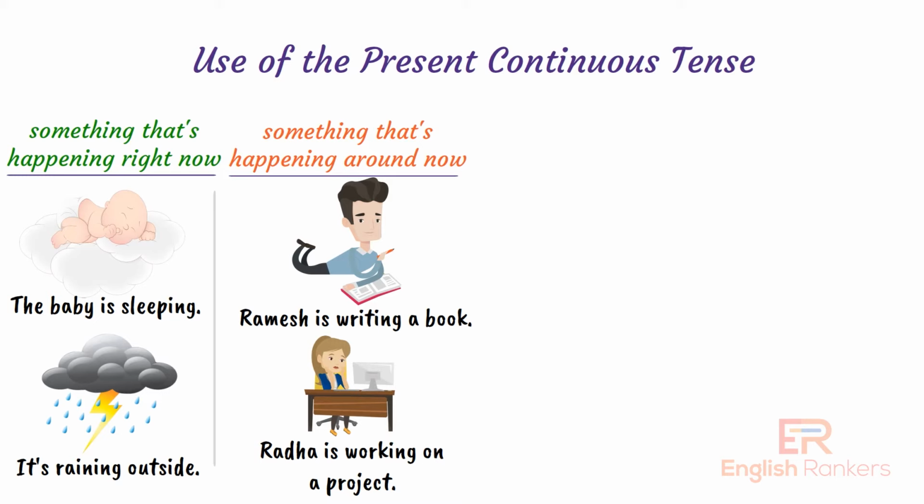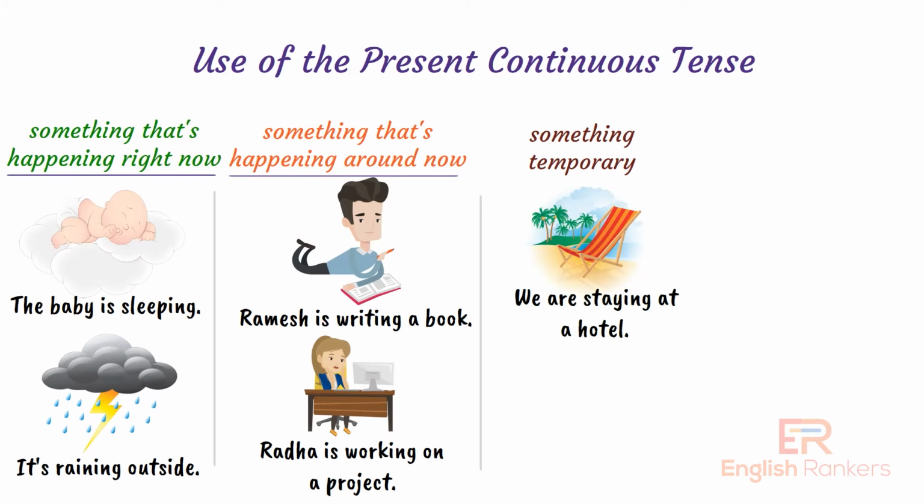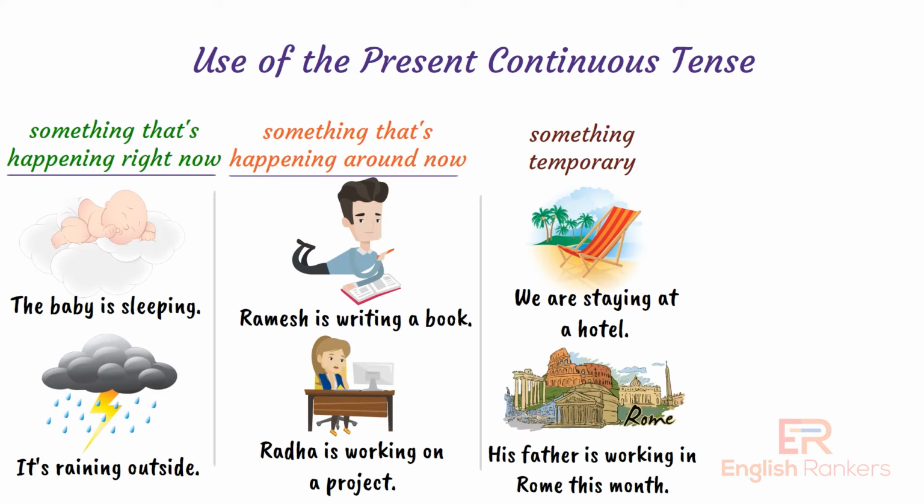We can also use it to talk about something temporary. For example, we're staying at a hotel. We live in our home that's permanent, but right now, while we are in this city, we are staying at a hotel. That's something temporary. His father is working in Rome this month. This is called the present continuous and it talks about present, not the past, not the future, the present.